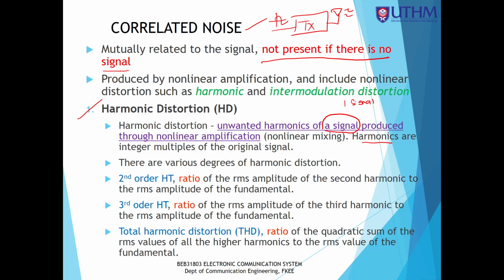So what is harmonic? You need to know. The word harmonic. Harmonic is a small amplitude of noise. It's a small amplitude of signal that exists in the frequency spectrum.